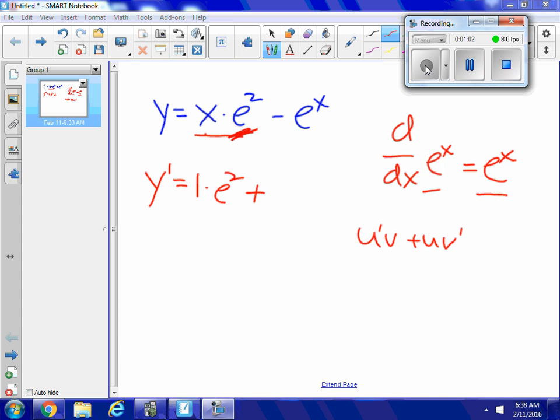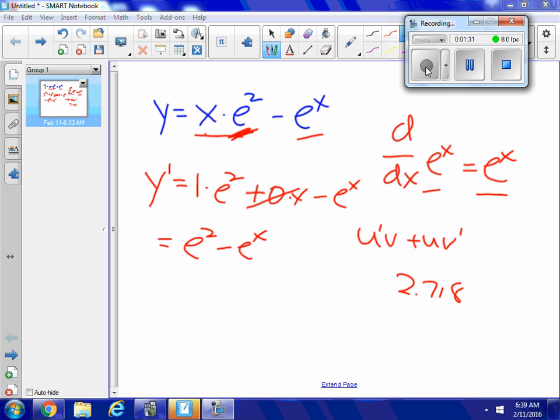But remember, e is a constant. It's approximately 2.718. So e squared is going to be a constant, and the derivative of any constant is 0. So it's going to be 0 times x minus, well, the derivative of e to the x is itself, e to the x. So the derivative here is equal to e squared, that goes away, minus e to the x.